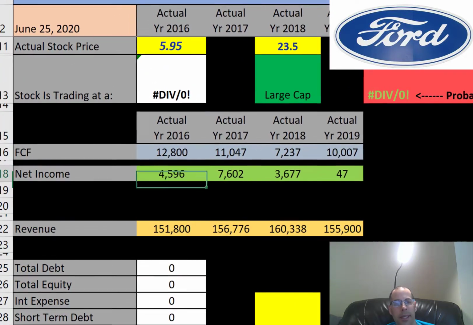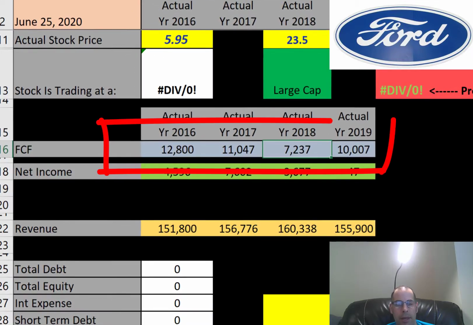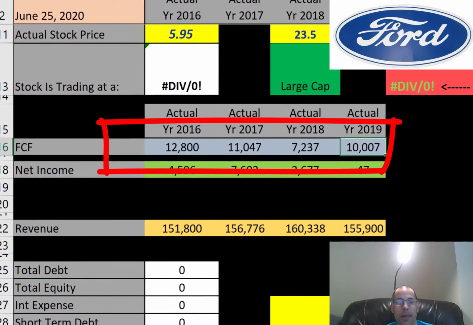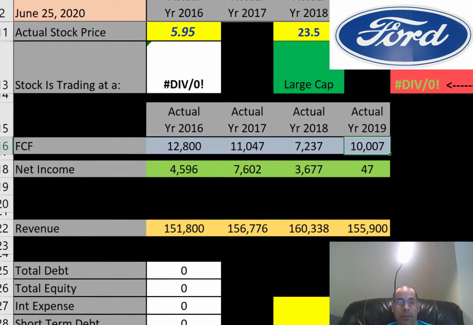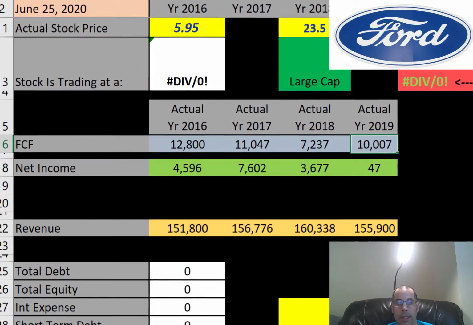It's nice to see their free cash flow of 12 billion and 11 billion. It drops a little in 2018, but it's still pretty healthy at 7 billion. That means they're operating with a lot of cash remaining after running their day-to-day business. So that's a good sign.